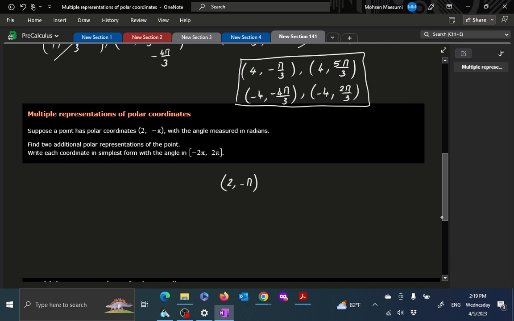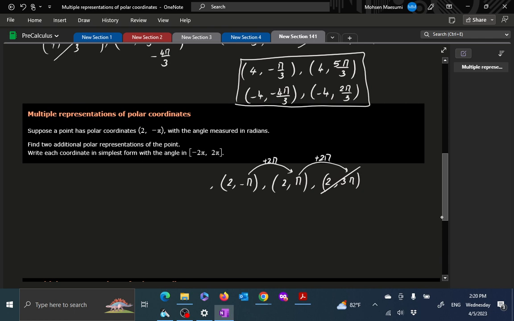So we add 2π to this, so these are all 2s. I add 2π to this, it becomes π, so that's fine. I add another 2π to this thing, so it becomes 3π. From here to here we are adding 2π, we are adding 2π. Well, we exceeded the upper bound, so that's out.